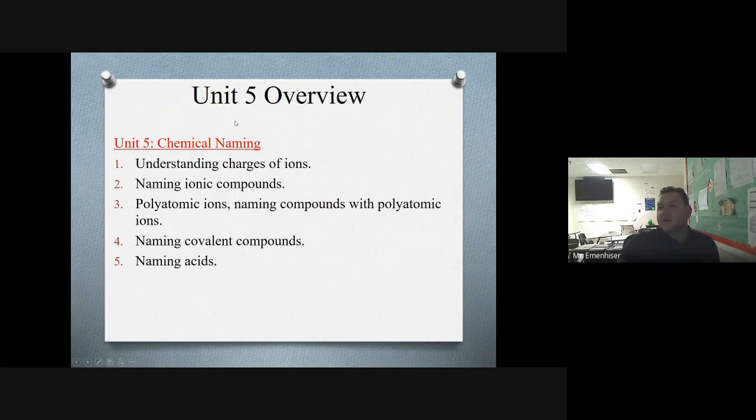Here's our overview for Unit 5. So we talked about the charges of ions, and we're going to talk about that today. Today we'll talk about naming ionic compounds. On day 3, we'll talk about polyatomic ions. That'll be next week, and we want to be able to name compounds that have polyatomic ions. All right, and then day 4, we need another day in here to talk about transition metals. So I think day 4 we'll do transition metals, then we'll do covalent compounds, and then acids at the end. So that's unit 5, naming compounds.